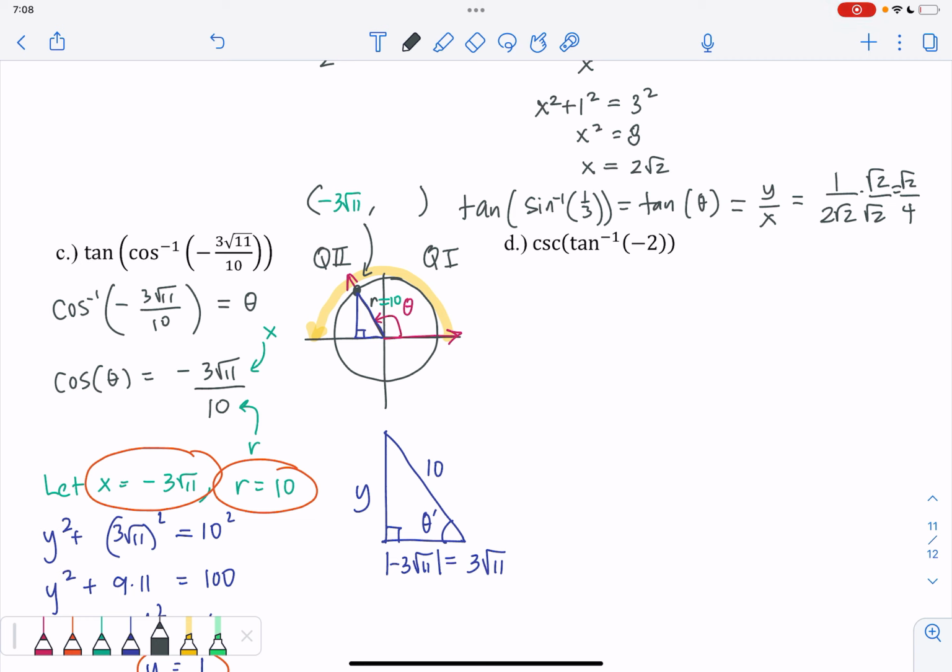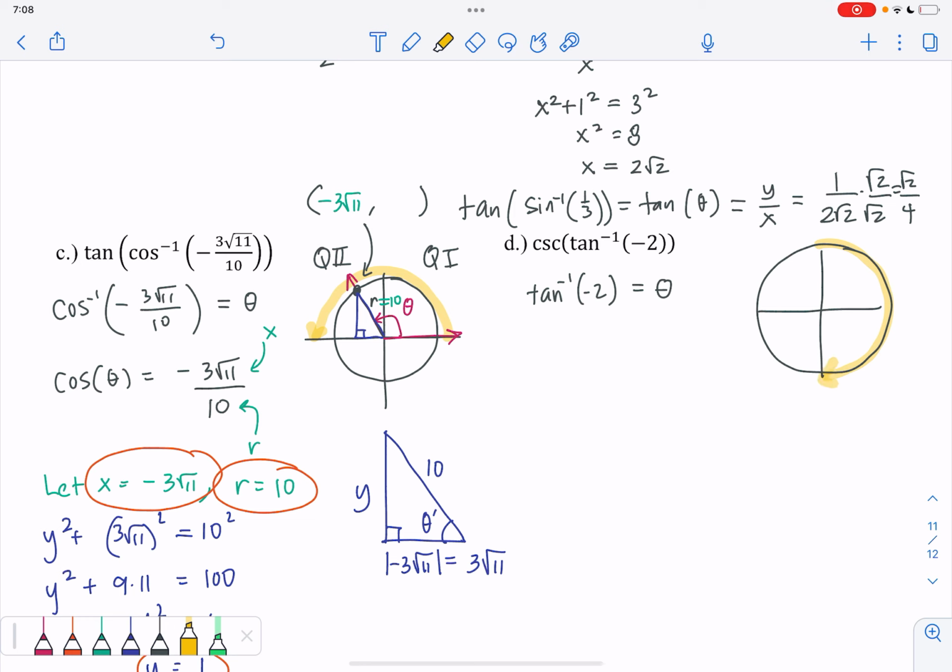All right, so I need to draw a circle here, and I know that tan inverse of negative 2 is always equal to some angle, and then I need to know more about that angle. Well, I know it's between negative pi over 2 and pi over 2, and because tangent of theta is negative 2 in this case, then I know that the angle theta is going to live in quadrant 4.